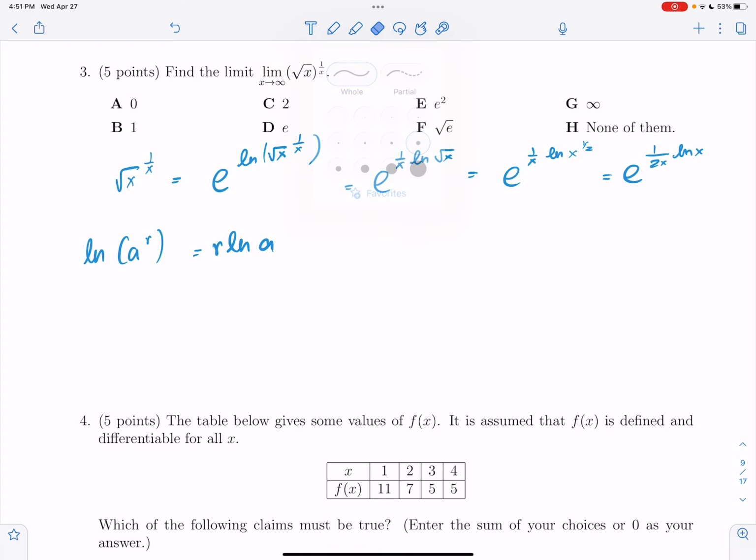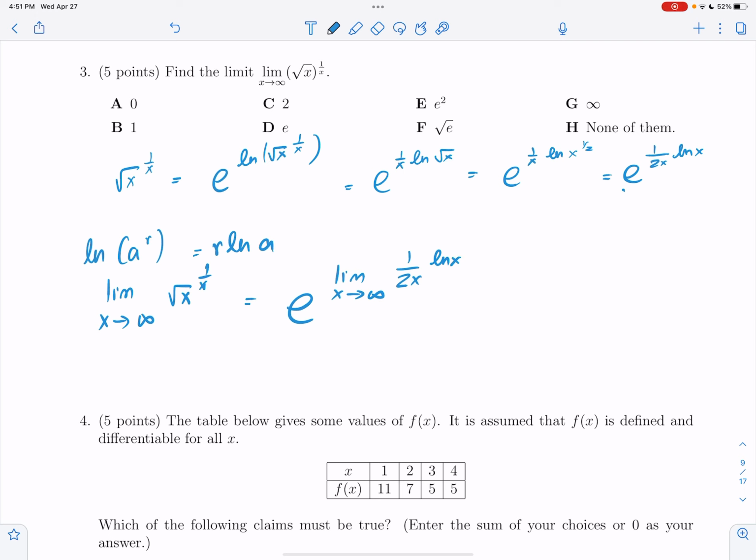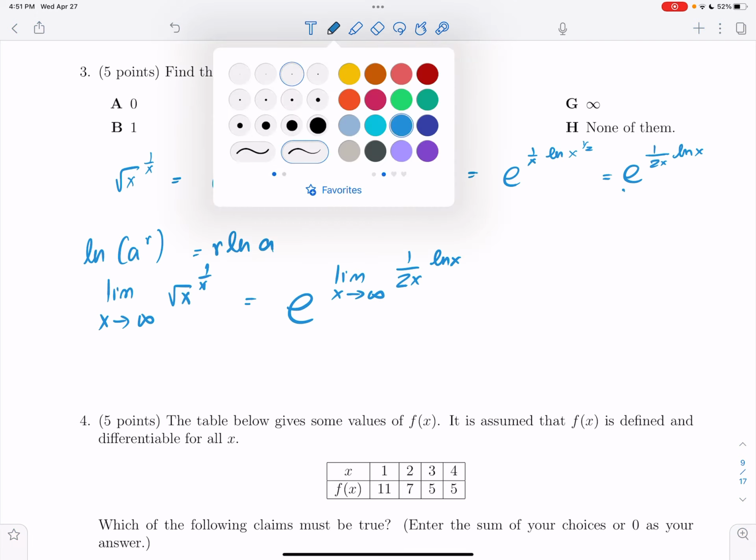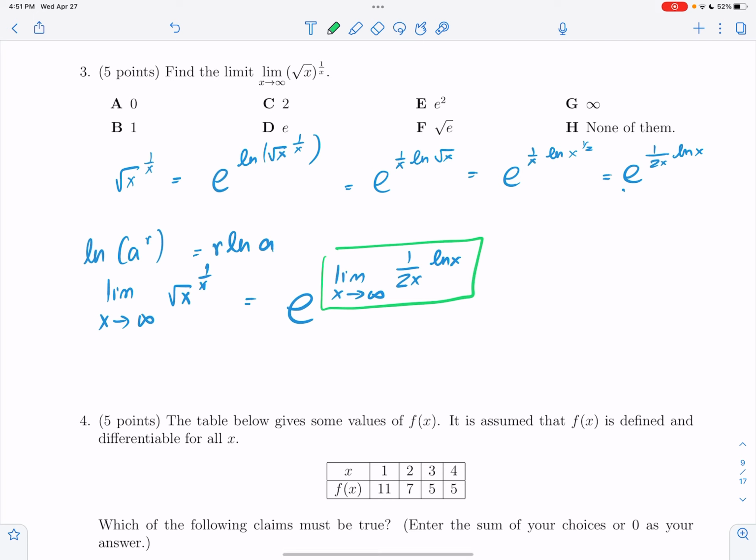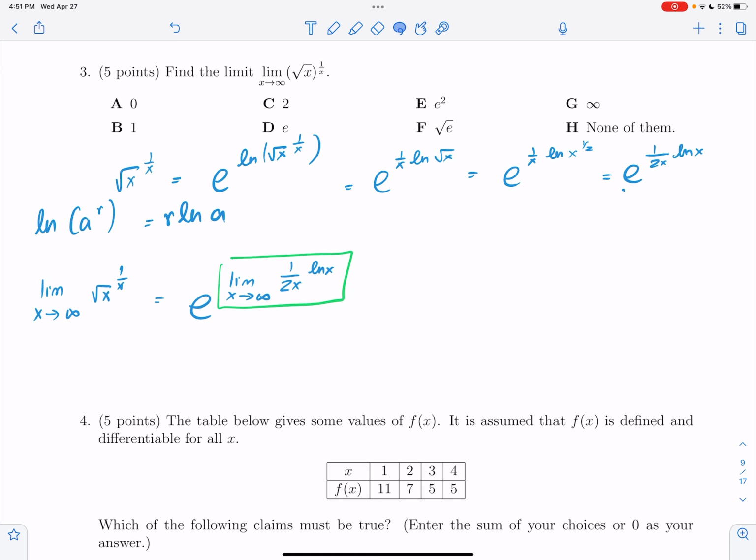So we have to find the limit as x approaches infinity of square root x raised to 1 over x, which is going to be the limit as x approaches infinity of this, but exponential is a continuous function, so it'll be e raised to the limit as x approaches infinity of 1 over 2x times ln x. Okay, so what we need to do is find this limit. Okay, all right, so let's find that limit.